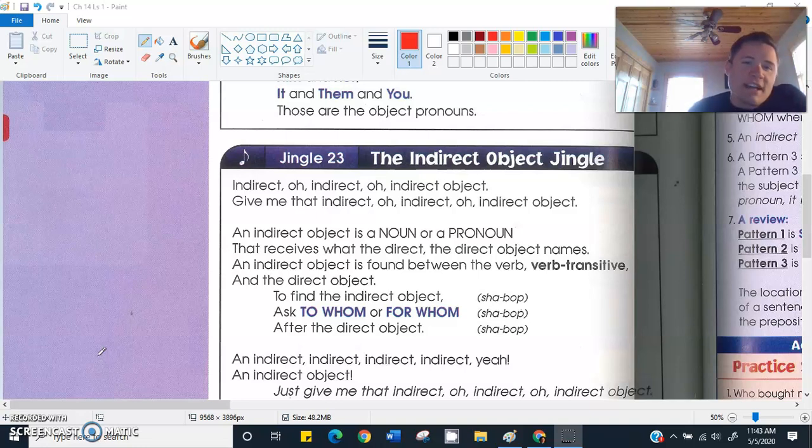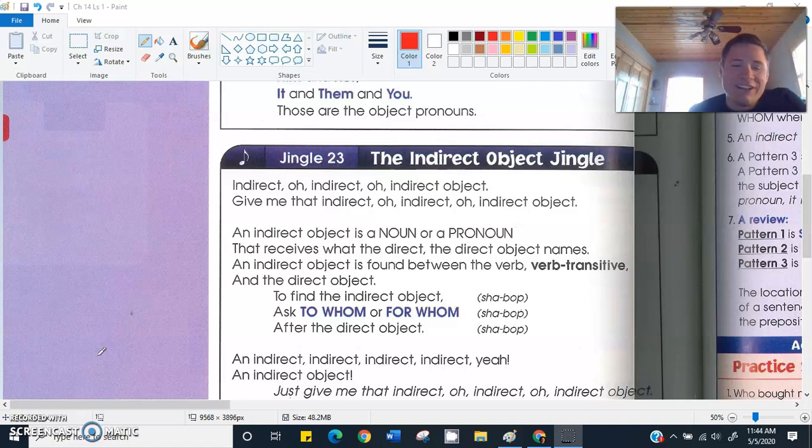The jingle goes, indirecto, indirecto, indirect object. Give me that indirecto, indirecto, indirect object. An indirect object is a noun or a pronoun that receives what the direct object names. An indirect object is found between the verb transitive and the direct object. To find the indirect object, ask to whom or for whom after the direct object.